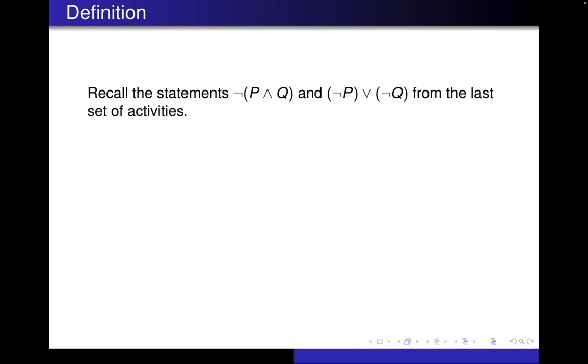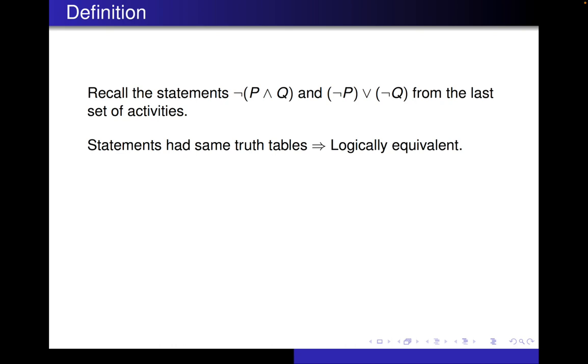So I want you to recall one of the activities from the set of in-class activities that you completed back in section 2.1. You looked at the two statements not P and Q and not P or not Q from the last set of activities. And probably the biggest takeaway from that problem is that both statements had the same truth tables, right? No matter the values of P and Q, you had the same values for a given pair of P and Q truth values. And that is what we mean by logically equivalent.